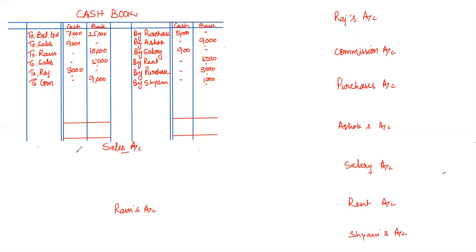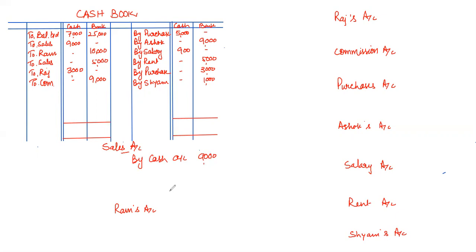The first entry is on the debit side, where we have written to sales. So the journal entry is cash account debit to sales. So in sales account, the treatment will come on the credit side by cash account and the amount will be 9,000. See how simple it is to write in sales account.